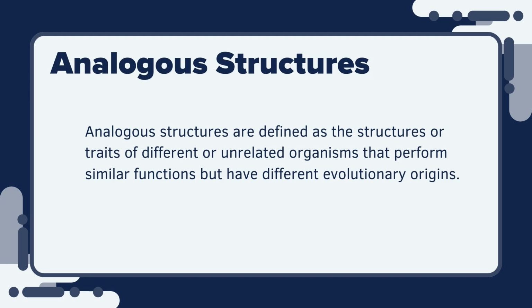Analogous structures. Analogous structures are defined as the structures or traits of different or unrelated organisms that perform similar functions but have different evolutionary origins. The structures are similar because they evolved to do the same job. However, they are not related and do not have common ancestors.